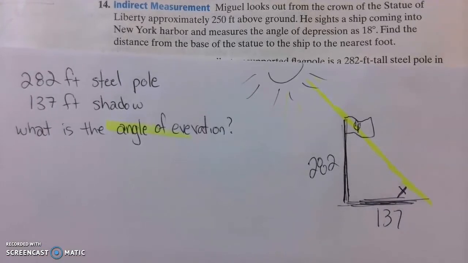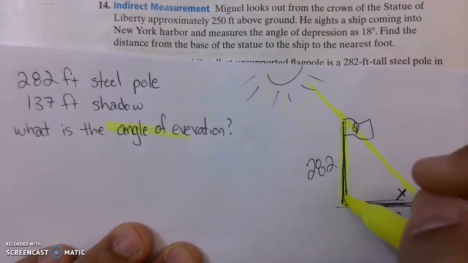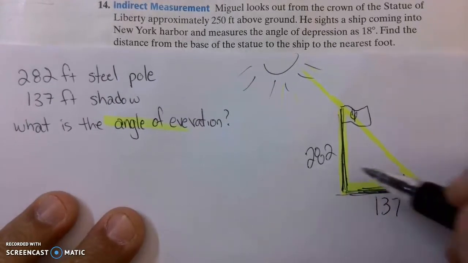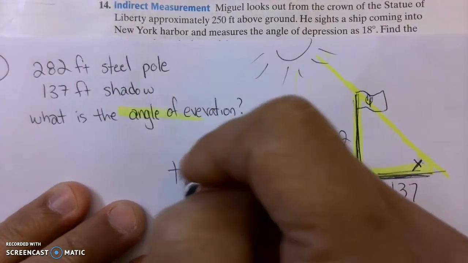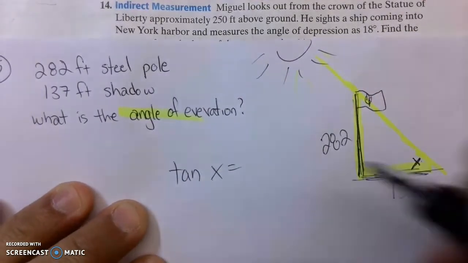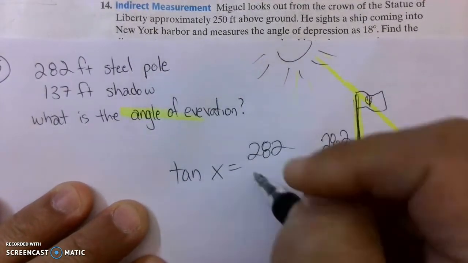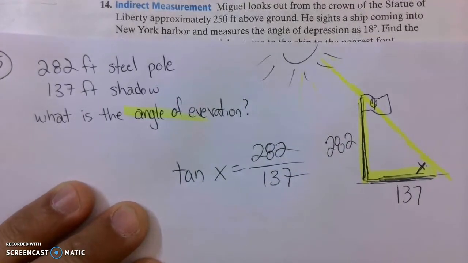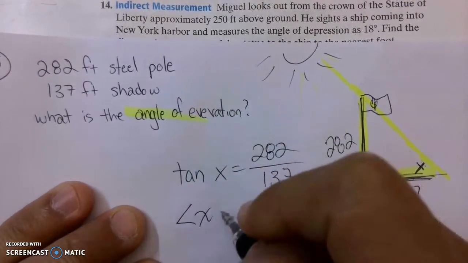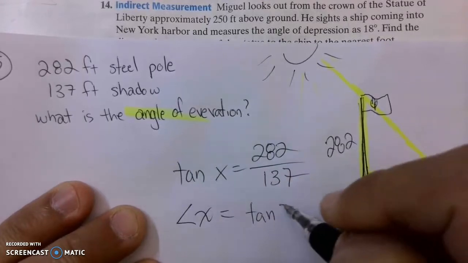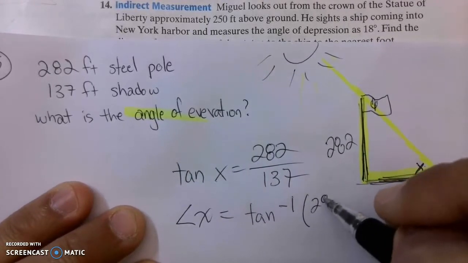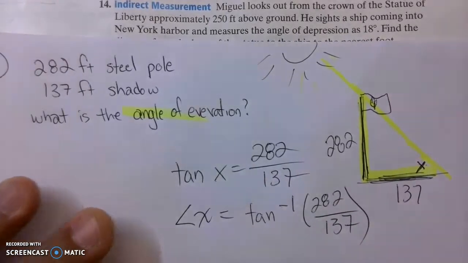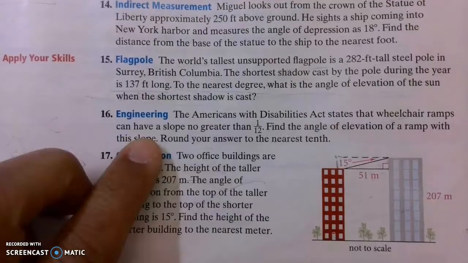That's x. Here is your highlighted yellow right triangle. We're going to be at unknown angle x. We've got opposite, we've got adjacent, so we'll say tangent of x is equal to opposite, the height of the pole, over adjacent, the shadow. And because it's an unknown angle, you need to use inverse tangent on your calculator to get an unknown angle.